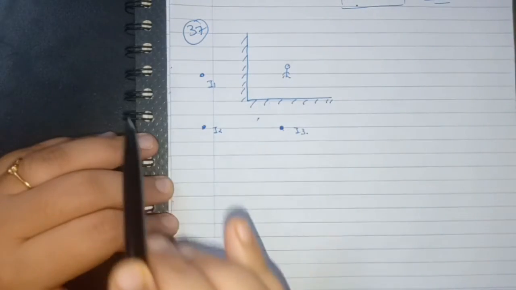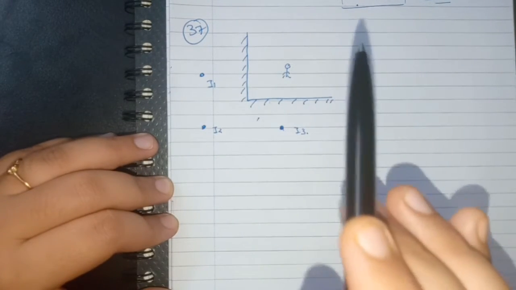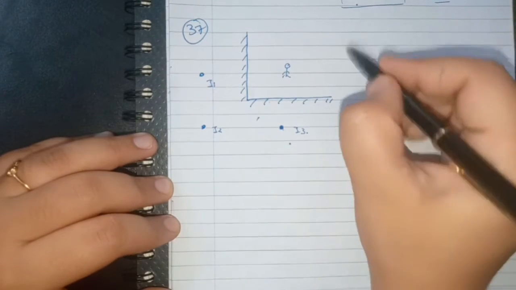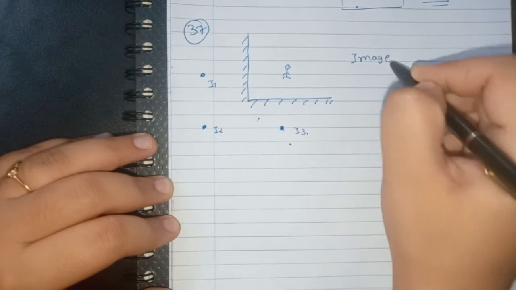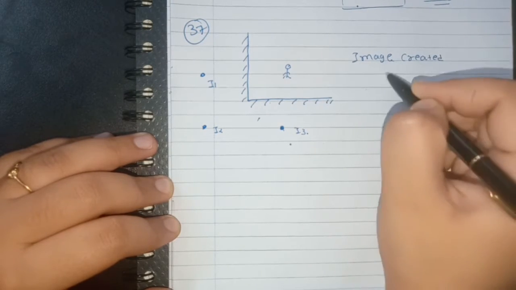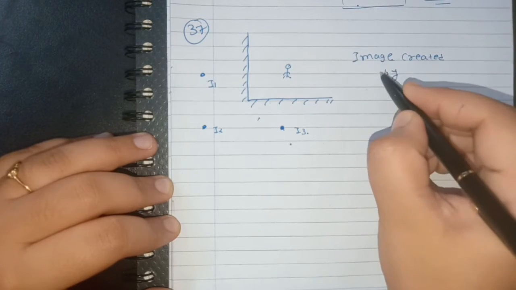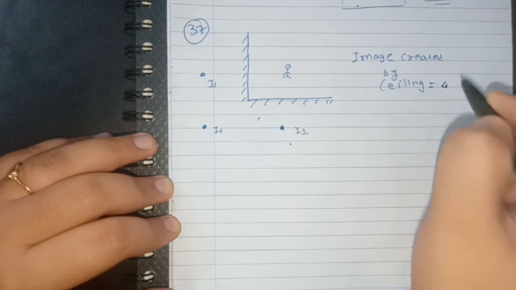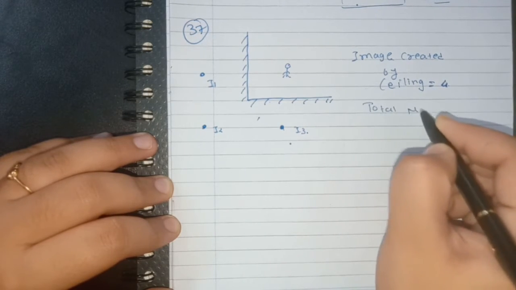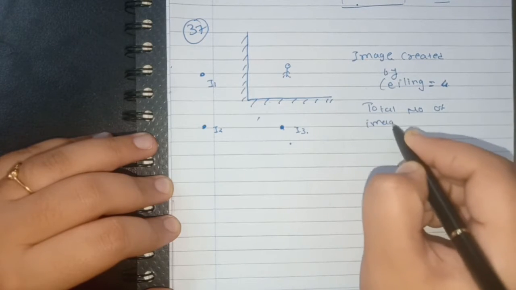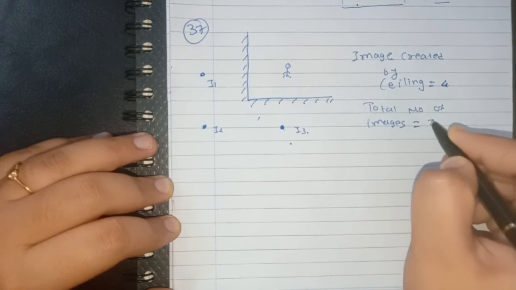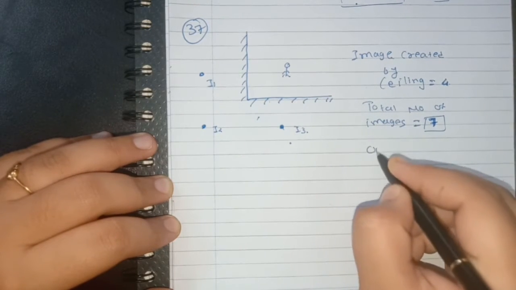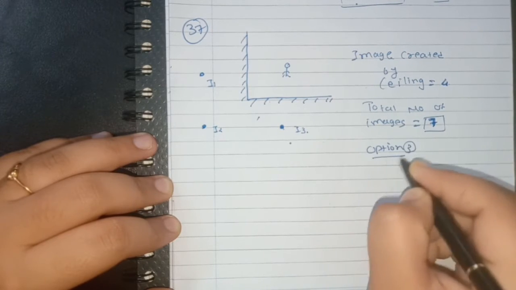Now there is a ceiling over here. So the ceiling will create an image of the object as well as images of these three images. So the images created by the ceiling will be 4. So the total number of images will be 7. Change the option number 3 to 7 and option 3 will be the correct option.